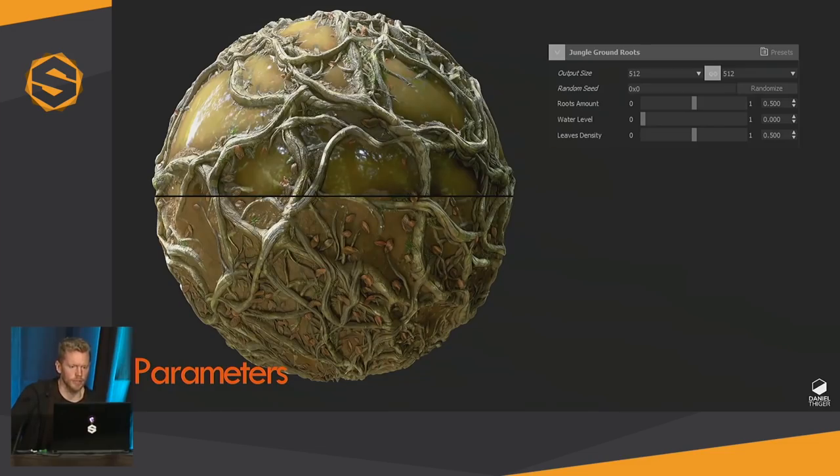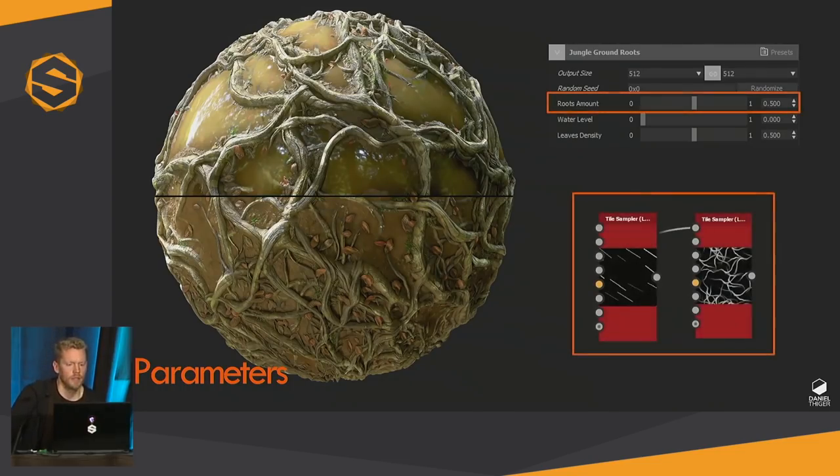Let's have a look at some of the parameters I have exposed for this material. So this split sphere shows some parameter extremes. I created this roots amount that, if you remember from the breakdown, I have two different tile samplers controlling the density. So I have this one value that's driving both of those, so I can reduce the amount.